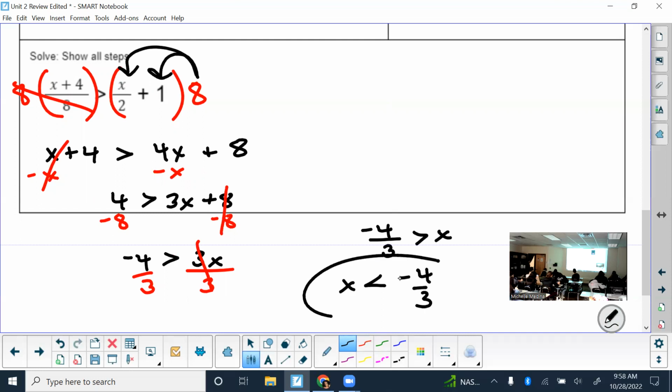so it could be flipped this way or it could be flipped that way. Either way, what's the bigger number in this relationship? The negative 4/3. Unless it asks for a decimal, I wouldn't put a decimal on it after, but that's up to you.